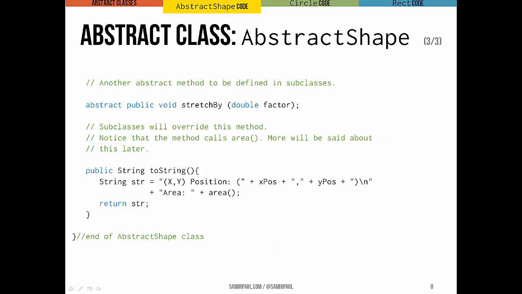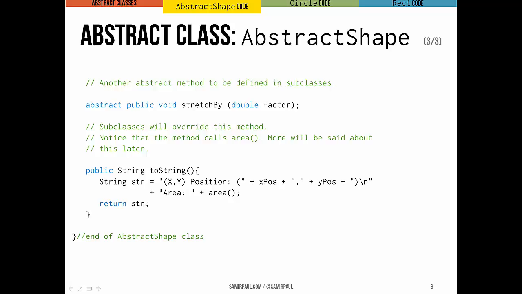Okay, we're still in abstract shape. Here's another abstract method that we'll force a definition for in the subclasses, stretchBy. Stretching by a factor for a circle and a rectangle are different, and we acknowledge that by making this method abstract and not bothering to try to implement it here. We just say, you know what, we're going to punt on this, and the subclasses need to define it themselves.